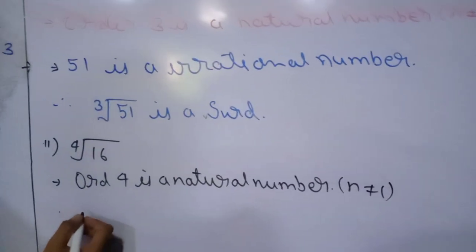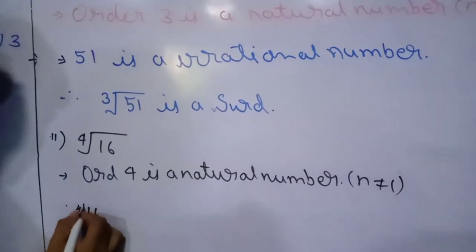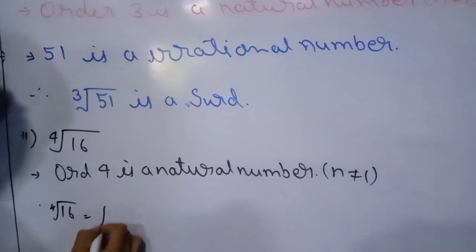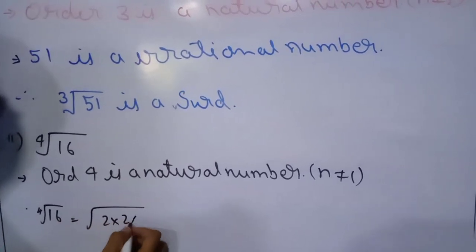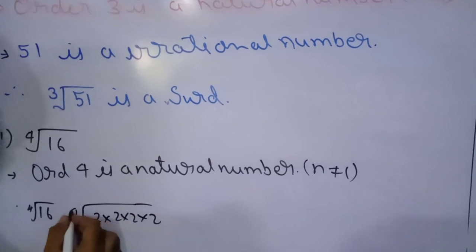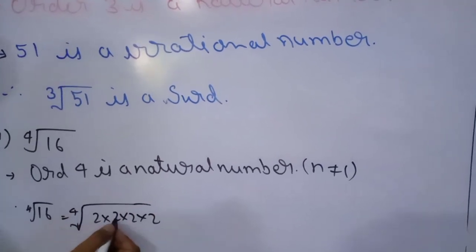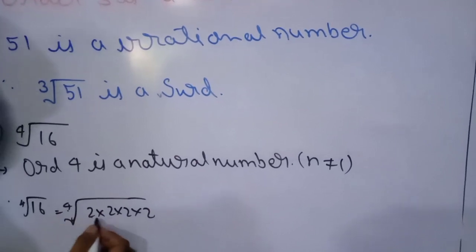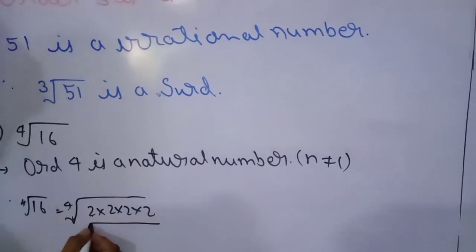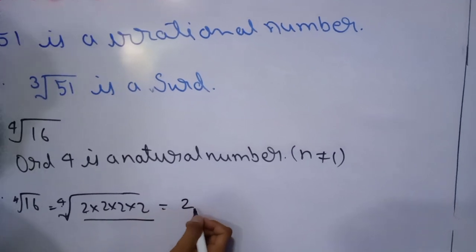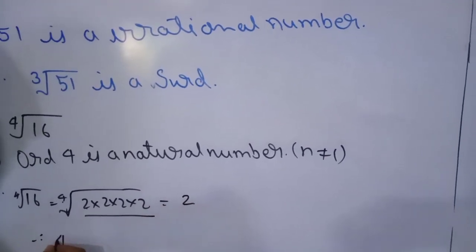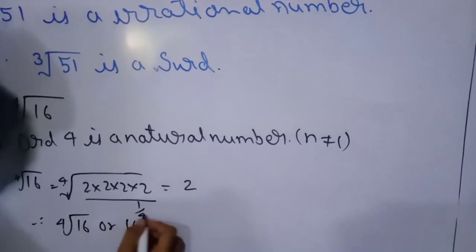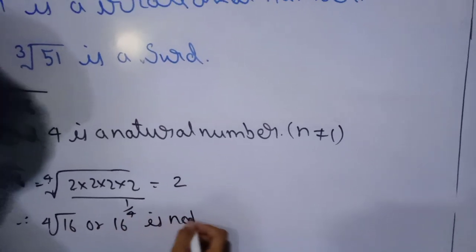So the second one, 4th root of 16, we can write this as 2 into 2 into 2 into 2. Order is 4: 2 2s are 4, 4 2s are 8, 8 2s are 16. So there is the order of 4, 1 2 3 4, we can make the pair of 4. It will come out 2.